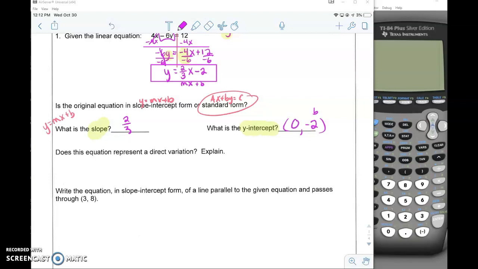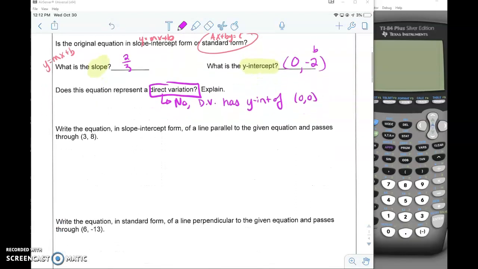Does this equation represent direct variation? Remember that direct variation has to have a y-intercept of 0, 0. It has to go through the origin. So that means that no, this equation is not direct variation, because direct variation has a y-intercept of 0, 0.